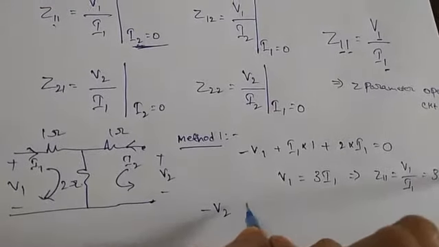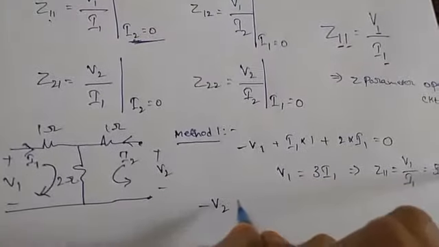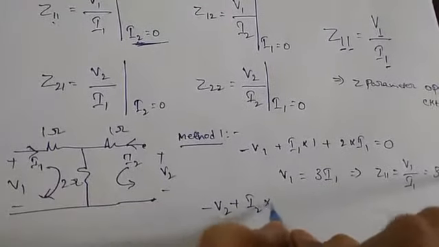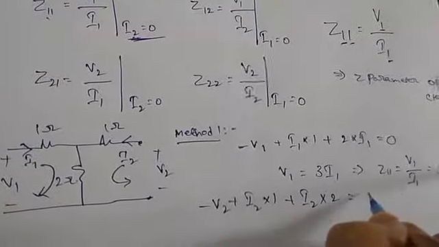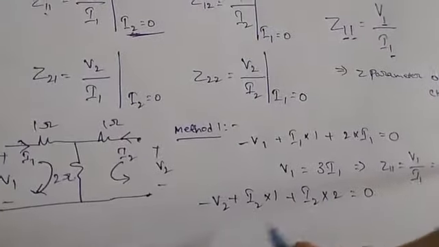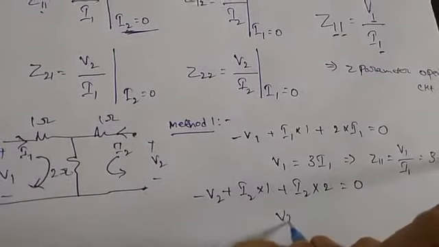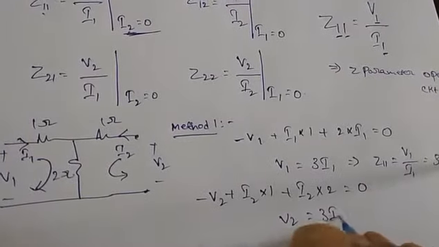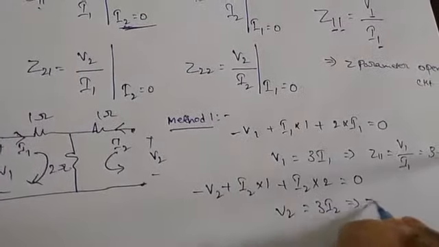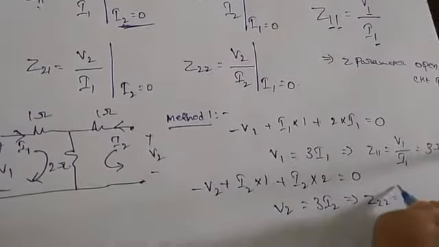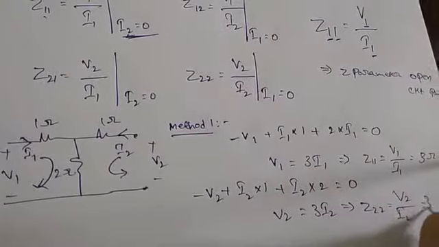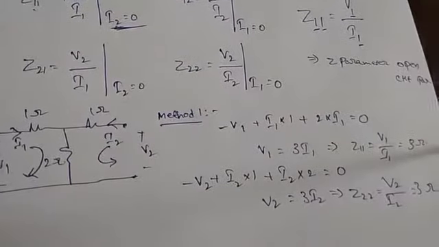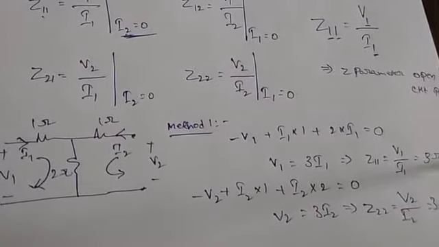Minus V2 plus I2 into 1 plus I2 into 2 equals 0. So V2 equals 3 I2. That means Z22 equals V2 by I2 equals 3 ohms resistor. Okay, 3 ohms resistor.